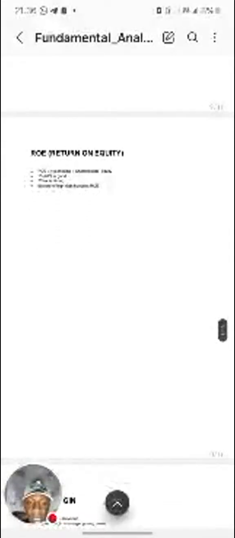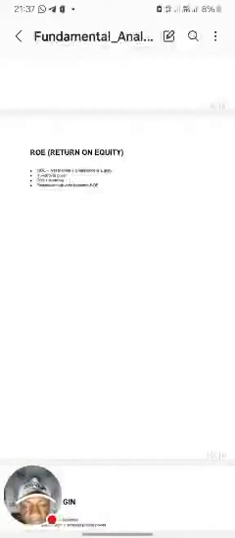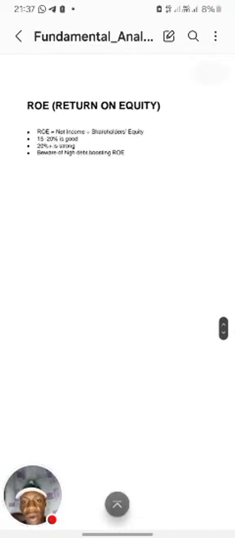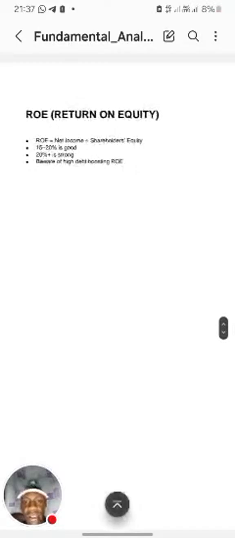Now, let me find something before we leave this return on equity. They say beware of high debt boosting. Yeah, beware of high debt boosting. They actually can use debt to boost the return on equity. So you have to also make sure of that.